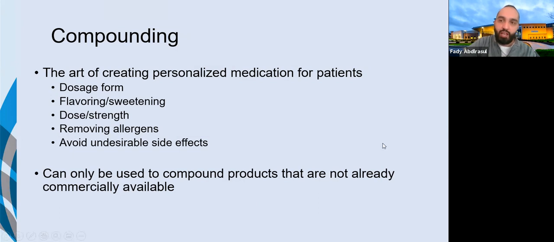All right, so let's talk about compounding real quick before we talk about the pharmacodynamics. Compounding is the art of creating personalized medication for patients. I think this is where we're going to see a big boom in the pharmacy world as well. We have what is called pharmacogenomics now, which is pretty interesting. I like to compare it to those ancestry tests where you send in a DNA sample and it tells you your ancestry and where you came from.